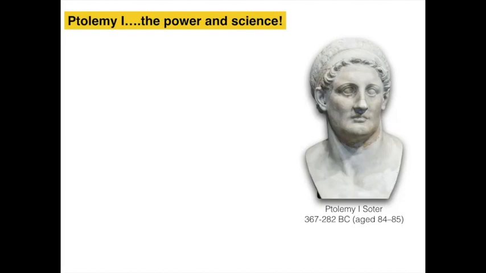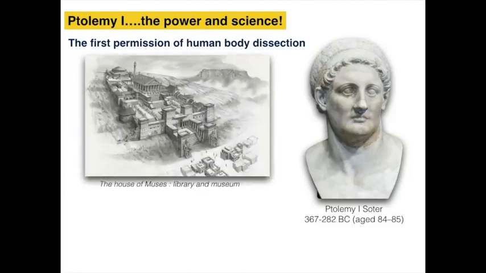Ptolemy the First was a leader, a war man, and also a thinker and a scientist. He believed in science and also in Alexandria in Egypt, the capital of Egypt at that time. He made Alexandria the capital, and he allowed the building there of a huge building called the House of Muses, which has a lot of museums inside. And he allowed for the first time in history the dissection of the human body.